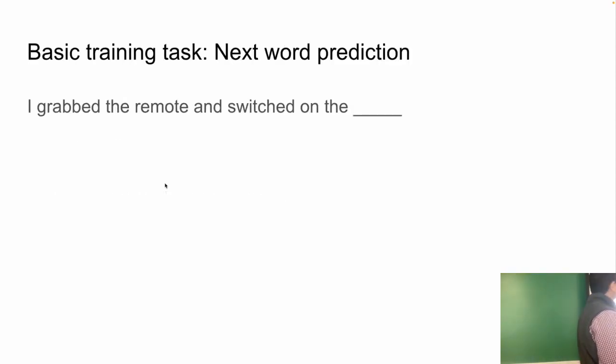Okay, so what are we actually doing in this training? We have a model, and we have a bunch of internet text, which is huge. What do we do with this? The basic task of training these large language models is next word prediction, or next token prediction. We give the model a sentence, a piece of text: I grabbed the remote and switched on the, what do you think would be the next word? TV, right?